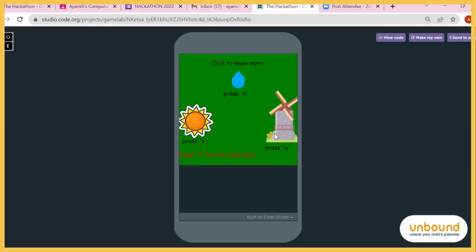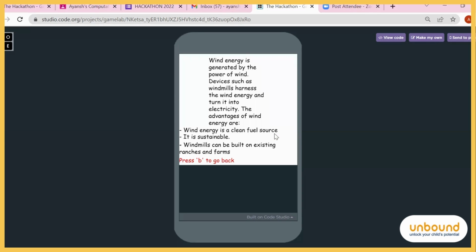And then the last category is wind energy. I press W. Wind energy is the energy generated by the power of wind. Devices such as windmills harness the wind energy and turn it into electricity. The advantages of wind energy are, wind energy is a clean fuel source. It is sustainable. Windmills can be built on existing ranches and farms.